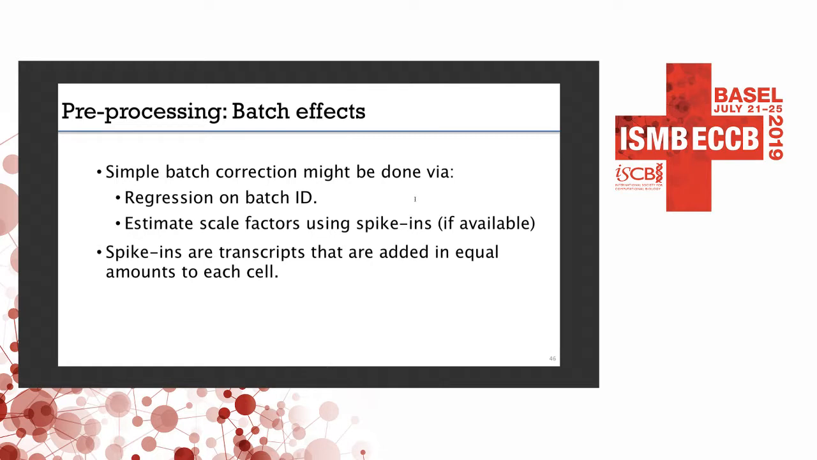So how do we remove those? One simple way to do this is, if you have the batch ID, for example, you can regress on that and then use the residuals in further steps. Or you can estimate it if you've used what are called spike-ins. Some experiments add these external spike-ins, which are transcripts that are not biologically related to what you're studying. If you use those control genes, you can try to estimate the batch effects from those. Those are kind of simple ways if you have that data available.